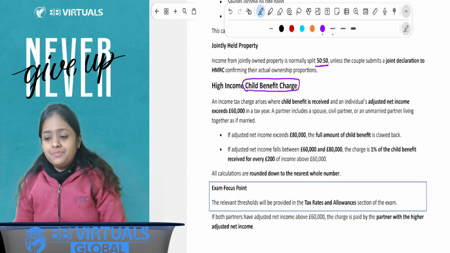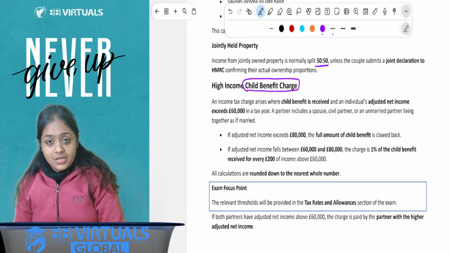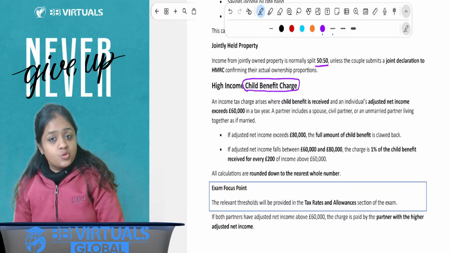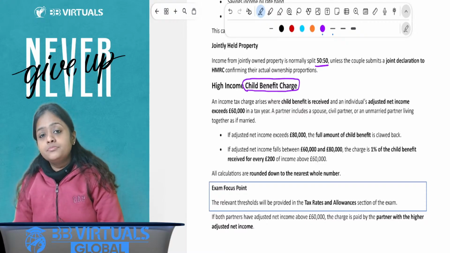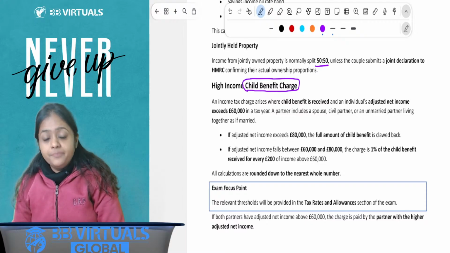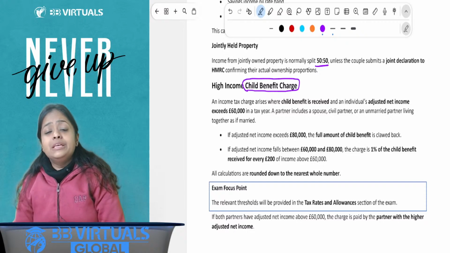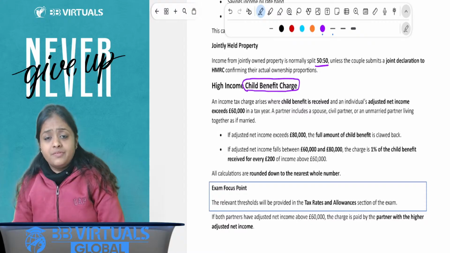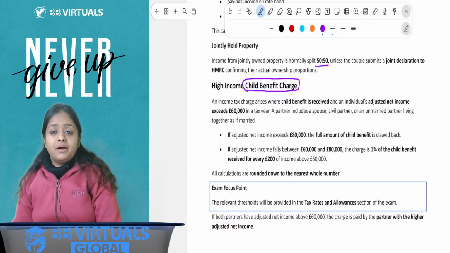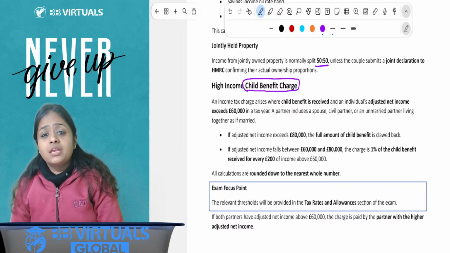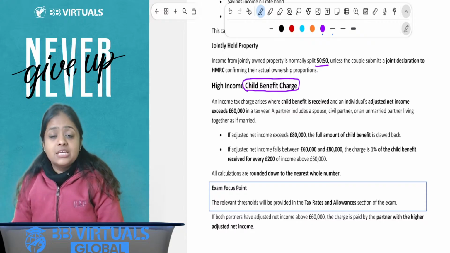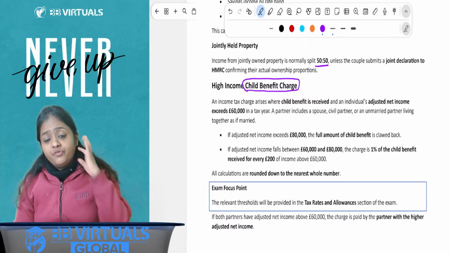Now comes the question, what is a child benefit? First, then only we'll understand the charge. What happens in the UK, and this is all there in the notes, so you don't have to write it down: the UK government generally gives it to the mother typically, otherwise it can be given to the father, but to any one of the parents. Typically it is the mother because she's the one taking care of the children. If the father is taking care of the children, then it will be given to the father.